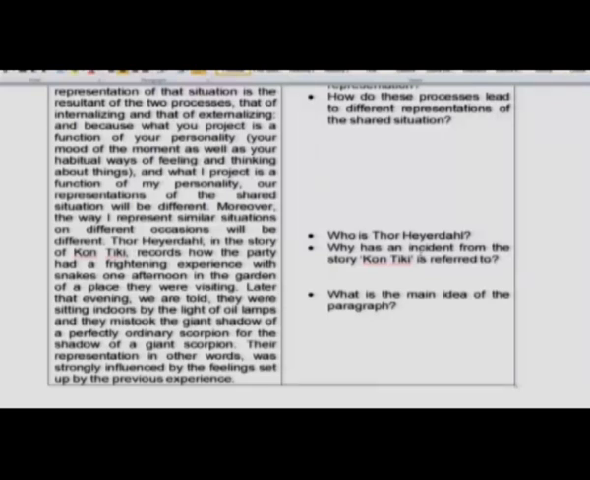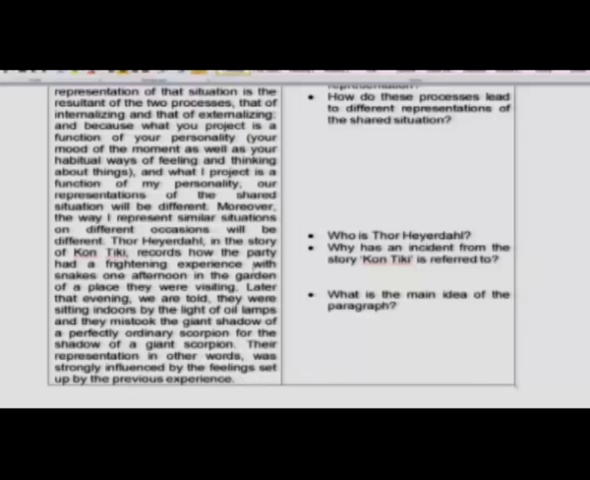So, why does the writer refer to this here? So, let us go back to it. So, Thor records how the party had a frightening experience with snakes one afternoon in the garden of a place they were visiting. Later that evening, we are told they were sitting indoors by the light of oil lamps and they mistook the giant shadow of a perfectly ordinary scorpion for the shadow of a giant scorpion. Their representation, in other words, was strongly influenced by the feelings set up by the previous experience.